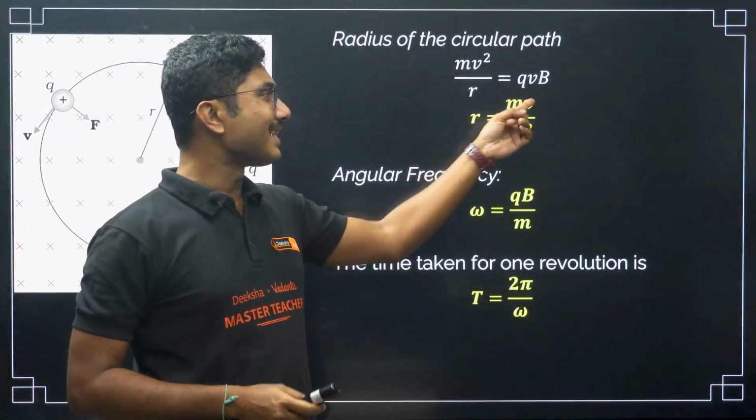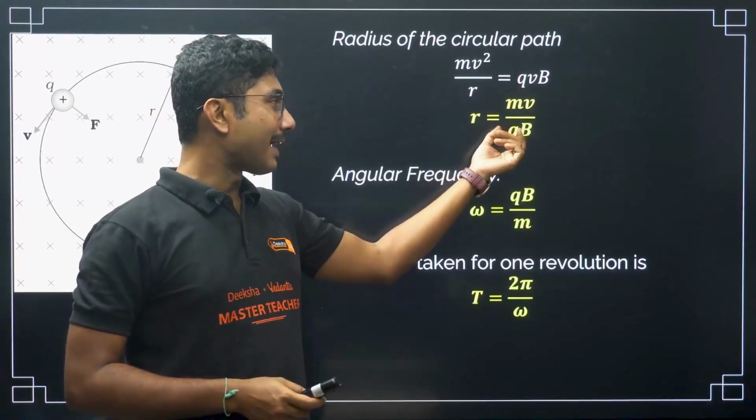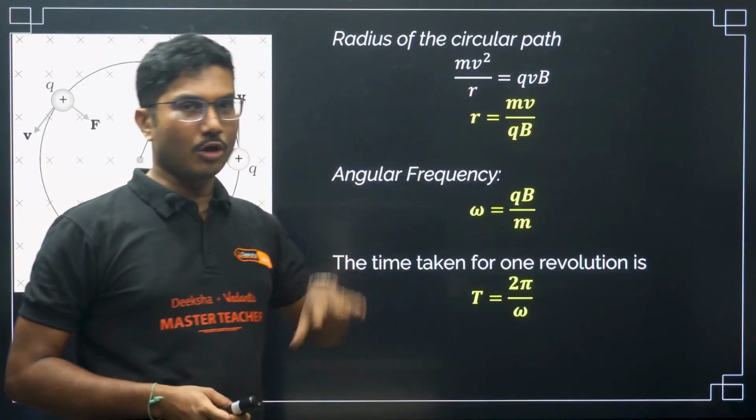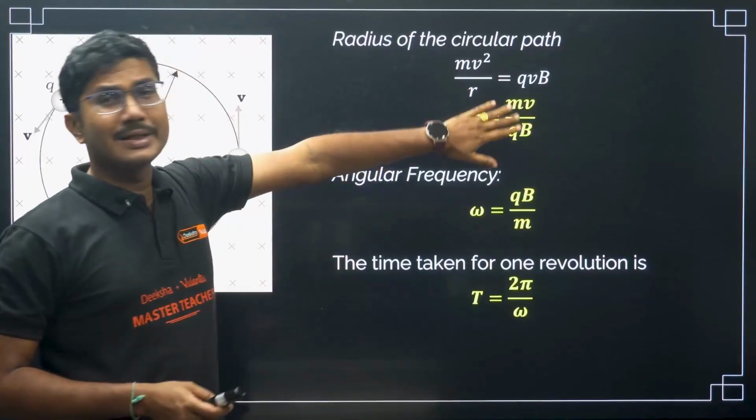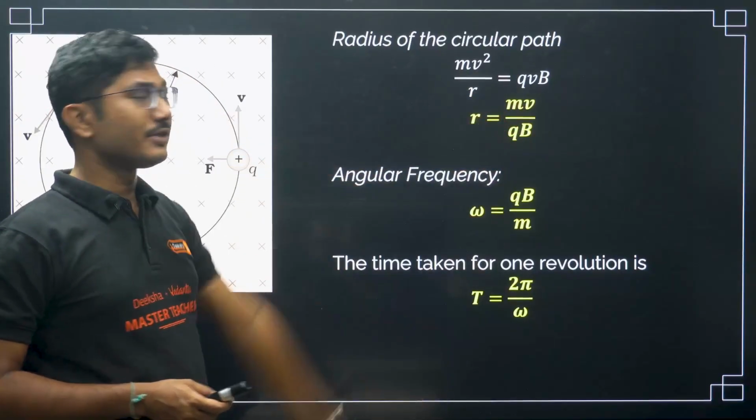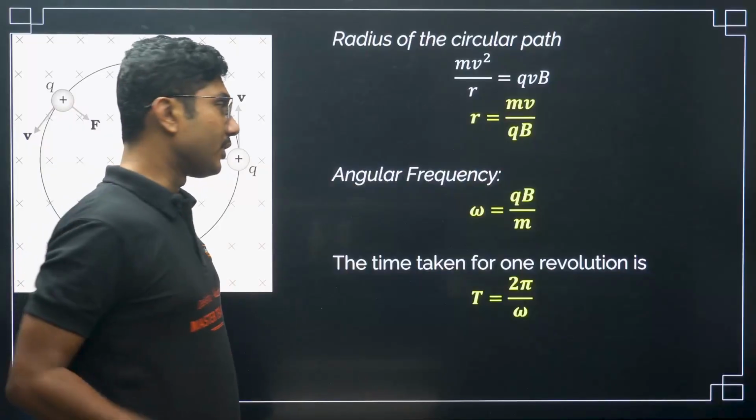Now if velocity is high, radius is high. If magnetic field is high, radius is small. Remember these relations. Based on this you might face some MCQ questions.